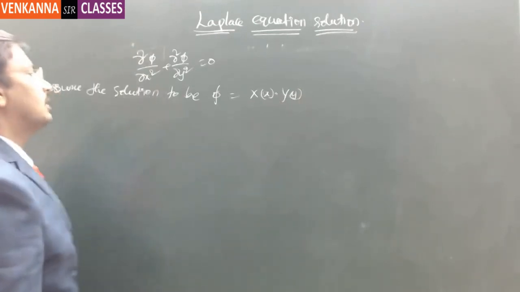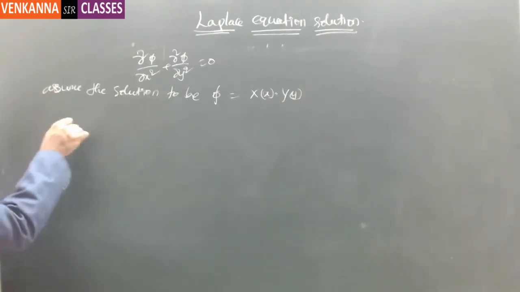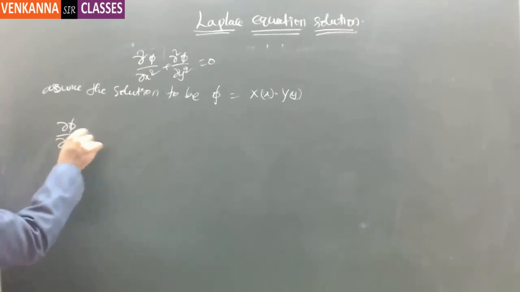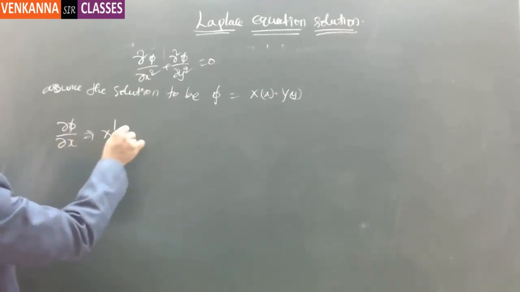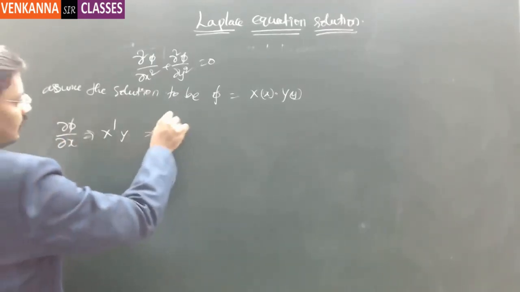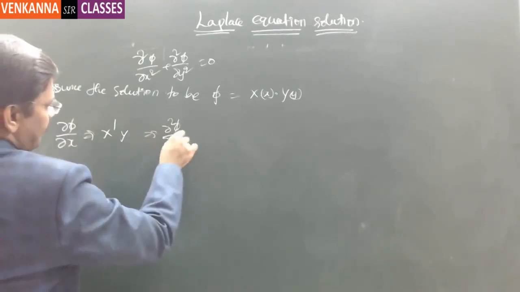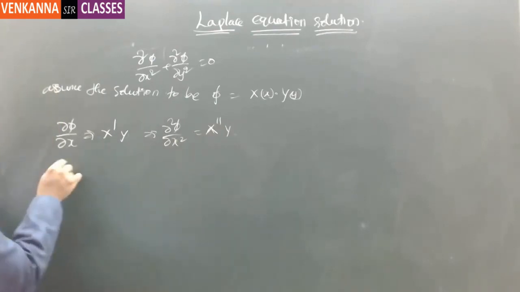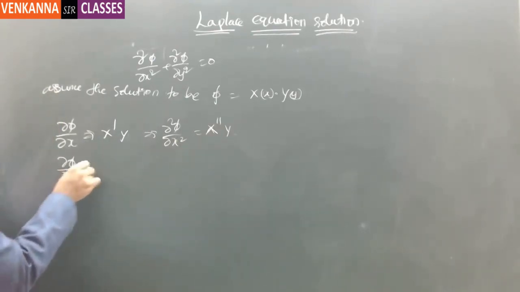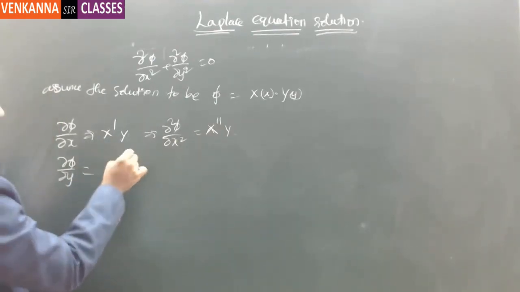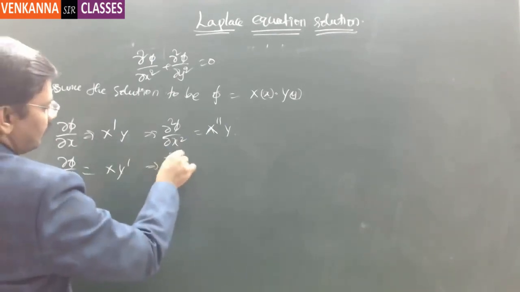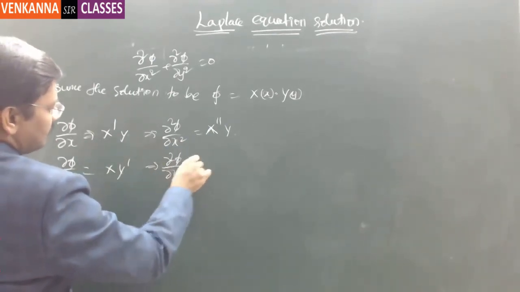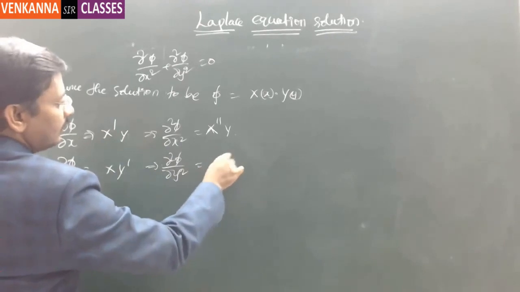and the other completely a function of y. Now from this equation, dou phi by dou x is equal to X dash Y, and it implies dou square phi by dou x square is equal to X double dash Y. Similarly, dou phi by dou y is equal to X Y dash. It implies dou square phi by dou y square is equal to X Y double dash.